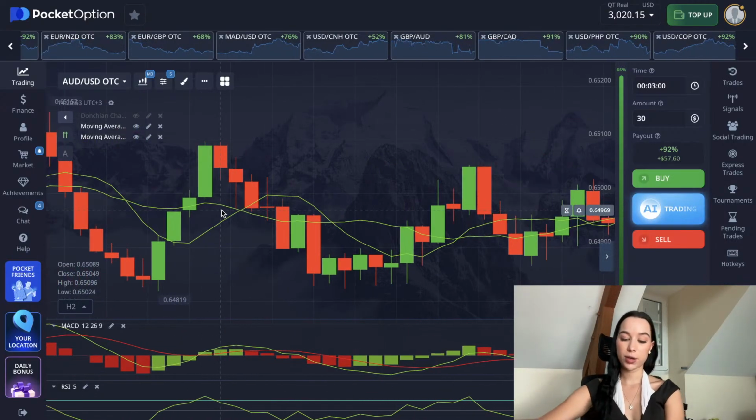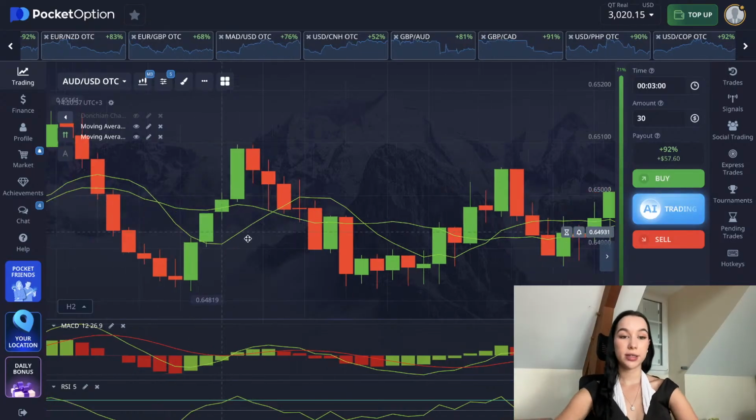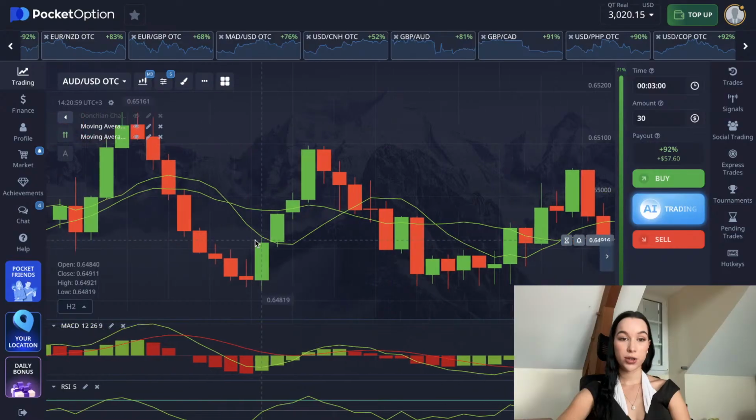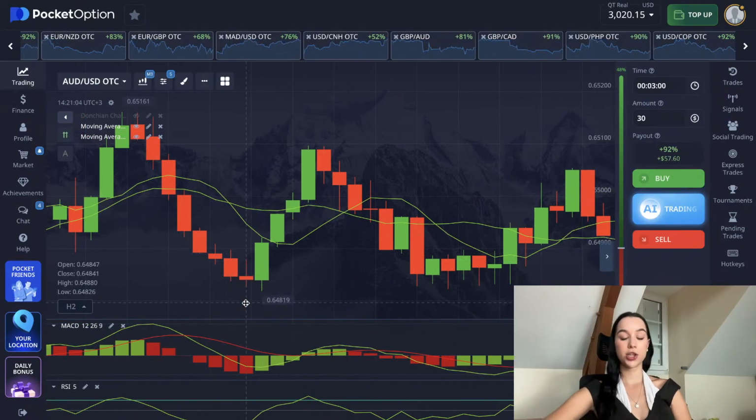So it could signal also reversal or consolidation, but depending on the context actually. So here it also could be the doji candle, because here we can see the shadows from both sides.